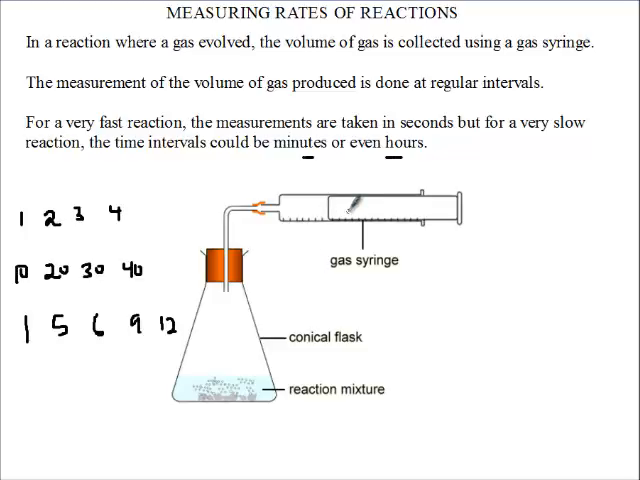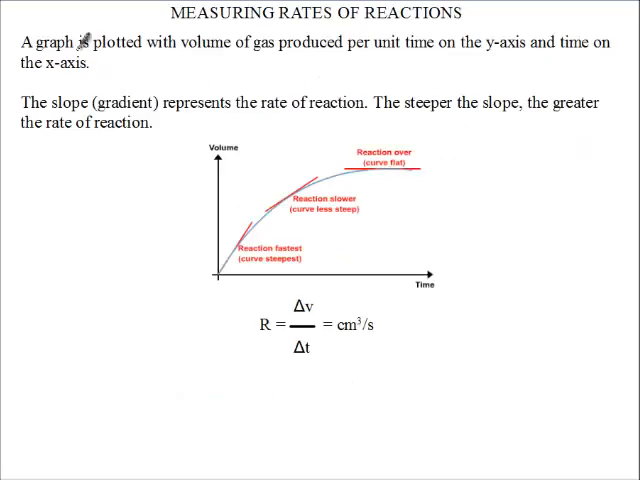Now the volume of gas produced versus the time in which it is taken, or the time intervals, will be used in a graph. Now a graph is plotted with volume of gas per unit time as the y-axis. So here volume is on the y-axis, the y-axis is the vertical line, and then the time on the x-axis. You're going to see that the values the reaction is going to give you will form a graph. If you decide to plot it, it is going to give you a graph.